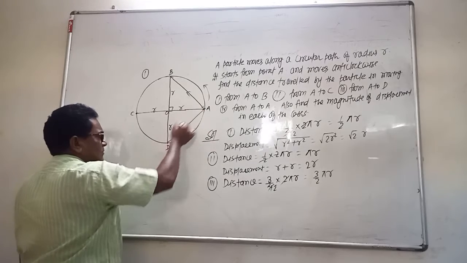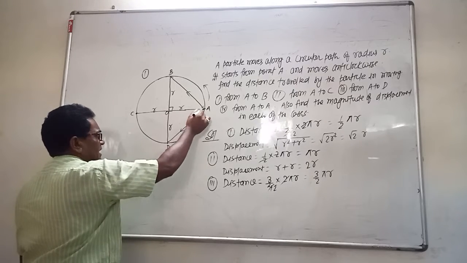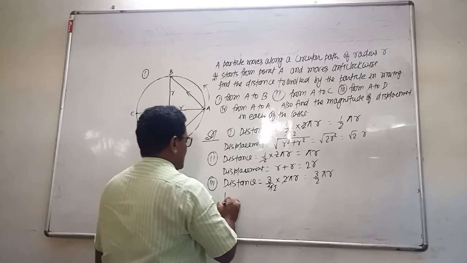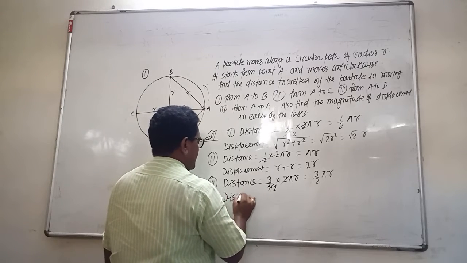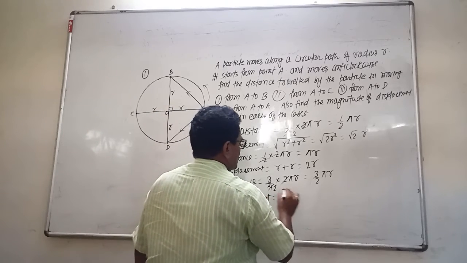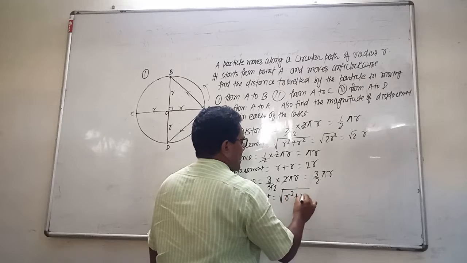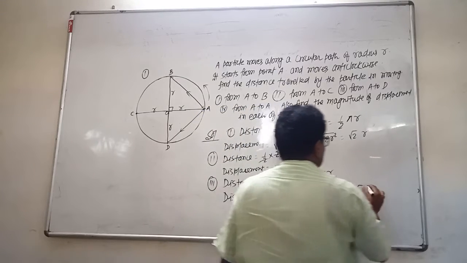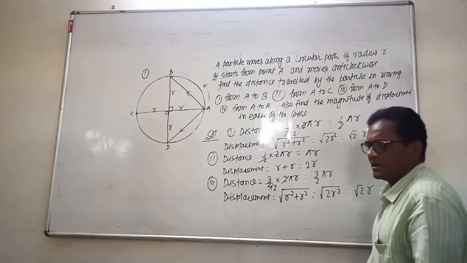So AD is calculated by Pythagoras theorem. AD equals under root of R square plus R square. So displacement in this case is found by using the formula under root of R square plus R square, which is 2R square, and this is under root 2 times R.